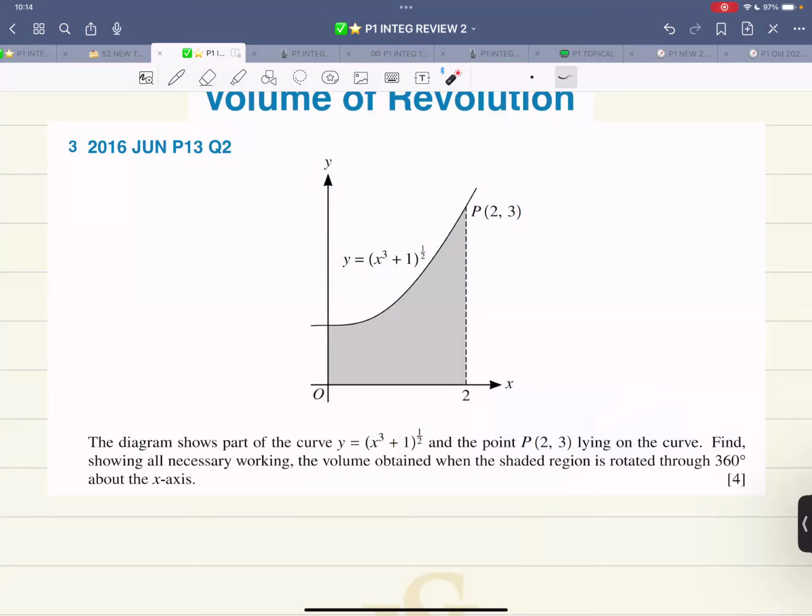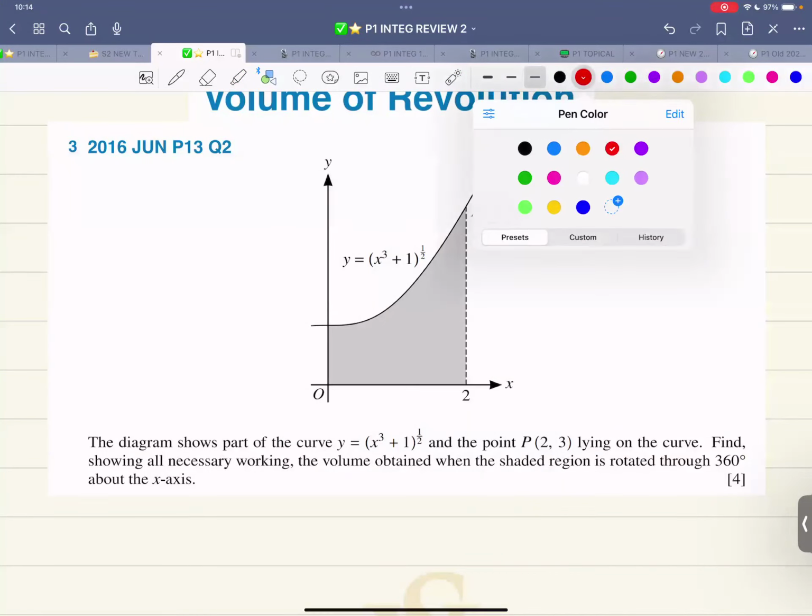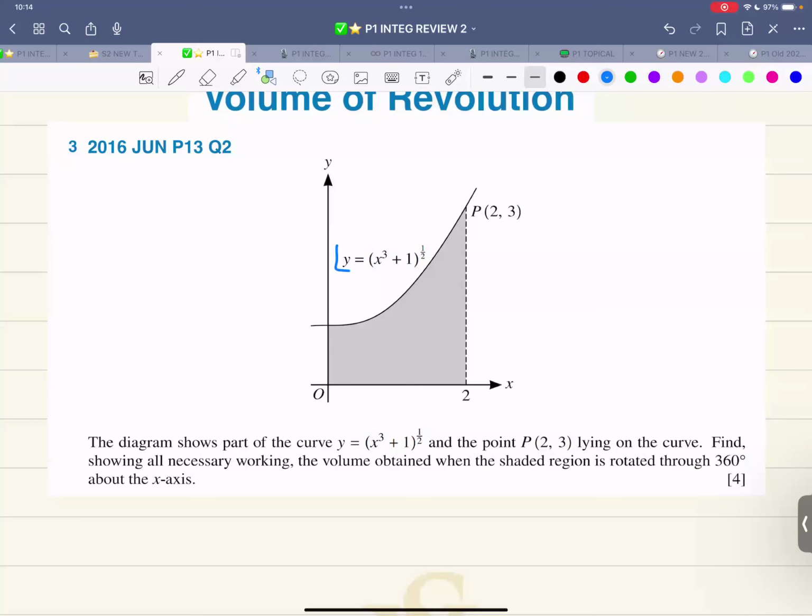So the first question was about with the y-axis. Now let's say which question is this. Now it says the diagram shows part of the curve. It's not the full curve, it's part of the curve. And the equation of this curve is this thing. Y is equals to this thing raised to power of half. Now it says, and the point P lying on the curve. So P is on the curve.